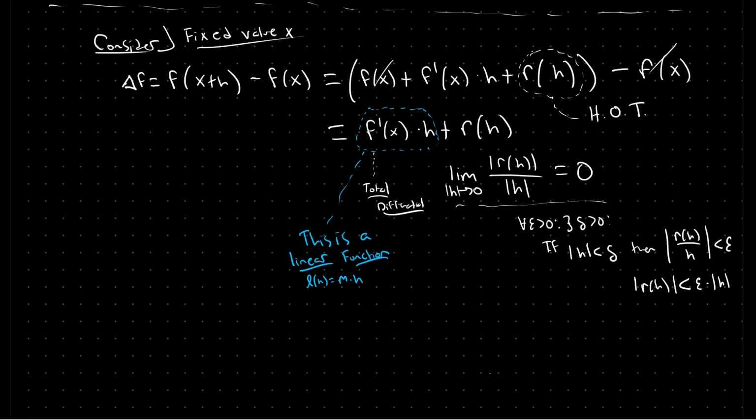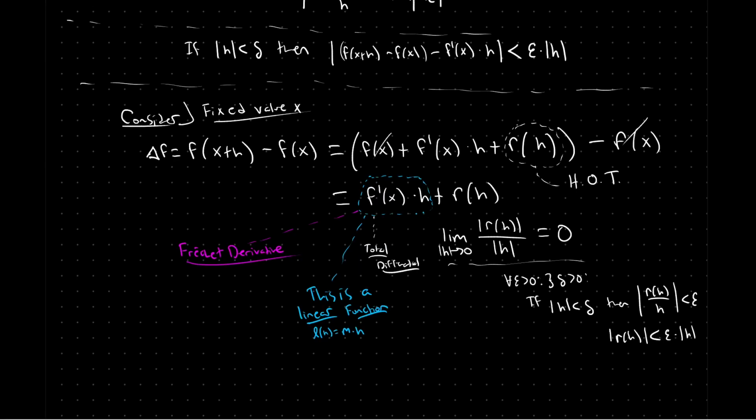It's relatively straightforward to show that this is in fact a unique function. So if there exists a function of the form m times h that approximates this increment in this way, this is going to be unique, and it is the best linear approximation of the function at this point. This is also sometimes called the Frechet derivative of the function. It's a synonymous name for total derivative, and it will be very important when we extend this idea to functionals.